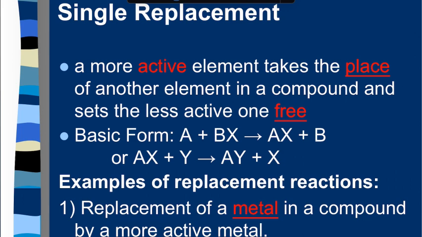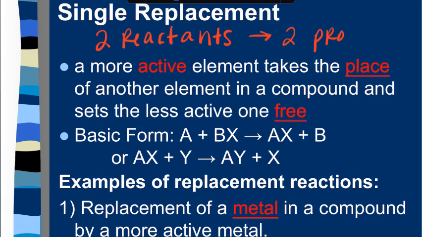So first, what we're going to have is we're always going to have 2 reactants and we are going to make always two products in a single replacement reaction. But if you think about it, that was the same for a combustion, right? In a combustion, we had two reactants and two products.